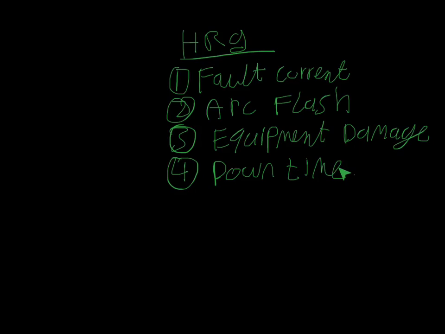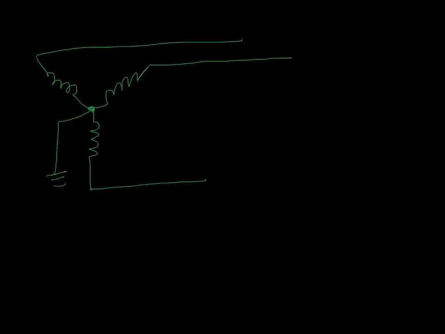So we're going to go over a couple examples of high resistance ground and how it limits the current, and how you can check and make sure that the high resistance ground in your system is up to par. Okay, so here's a Y system.